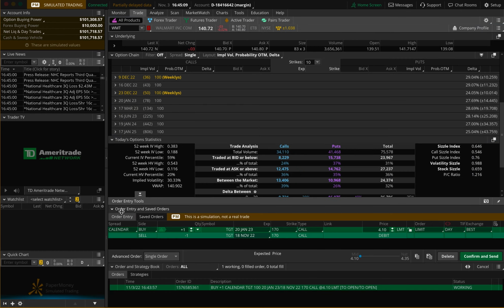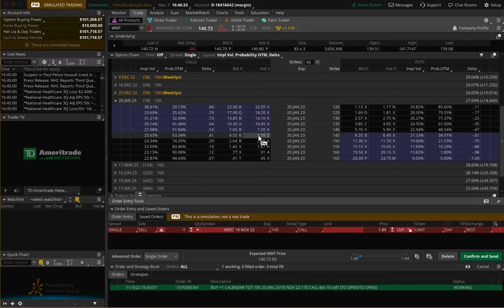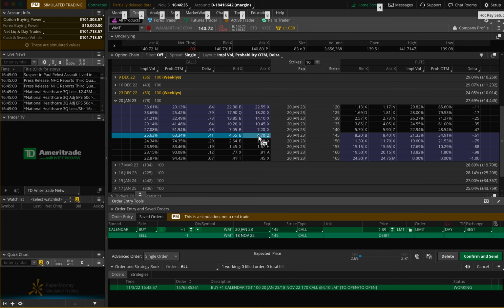Since this is a simulated trade, we're going to go ahead and sell the 145, and we're going to buy the 145 as well. And that will be like so. So that's a 269 debit. And again, we go and analyze this trade. And that is what it's going to look like pretty much on the 18th.